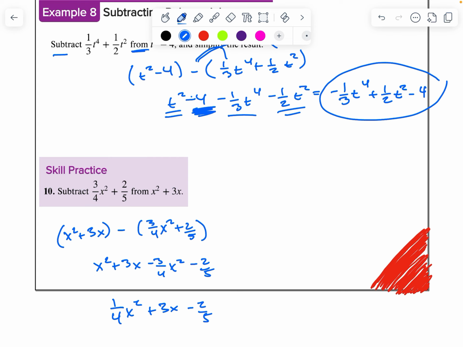All right, in the next video, we're going to talk about multiplying these polynomials. And then after that, we're going to talk about dividing the polynomials as well. Make sure that this is solid, okay? Make sure that you go back and practice this as much as needed and that you have this solid before you move on to the next video.